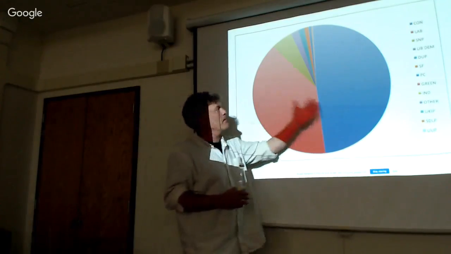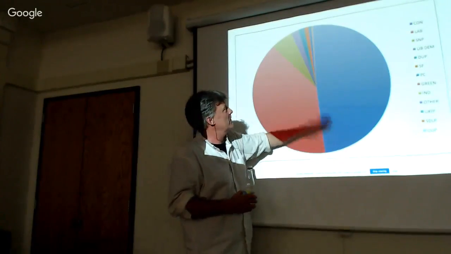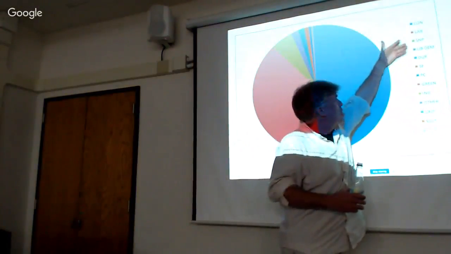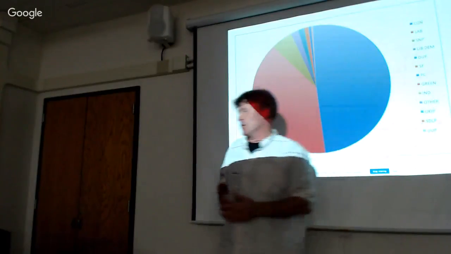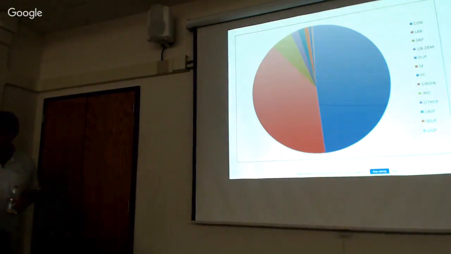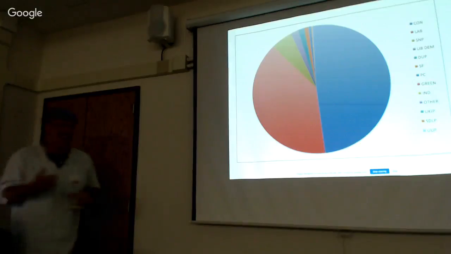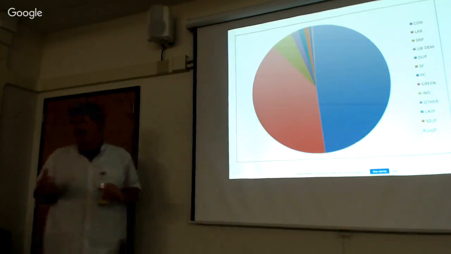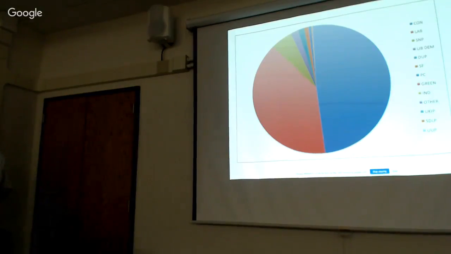So this is your pie chart. I actually chose the colors to correspond to the colors typically assigned to the parties, because people understand this. Many of you may not be quite so familiar with the British election system as I am, having spent 22 years in Ireland watching it.